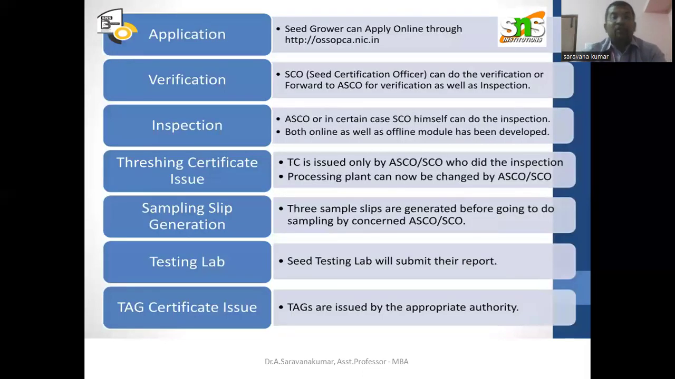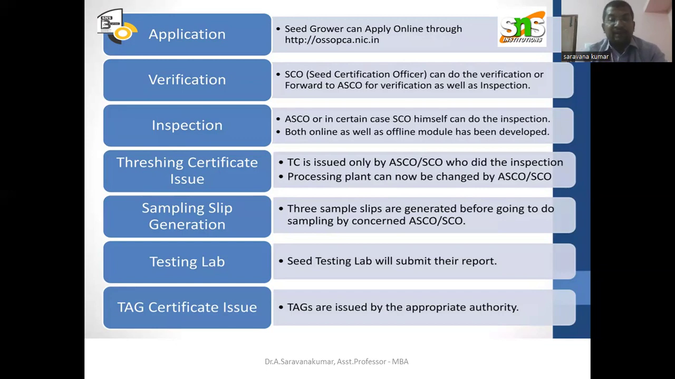So what is the procedure? We will see one by one. First you will get the application in the website itself. You can download it. Then verification. The SCO, seed certification officer, can do the verification or forward it to the ASCO for verification as well as inspection. For inspection, the ASCO or in certain cases the SCO himself can do the inspection. Both online as well as offline modules have been developed.